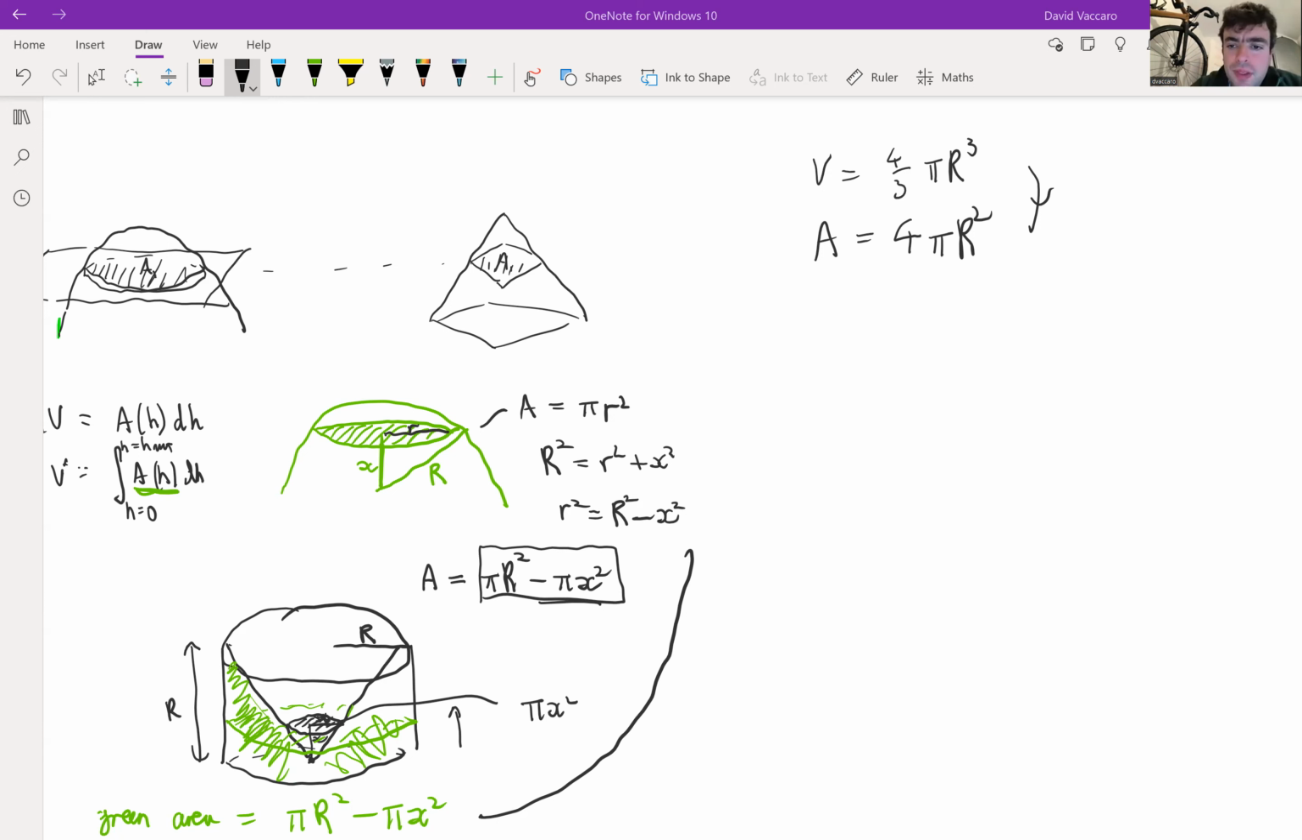Well, let's imagine we've got a sphere of radius r. And then let's make the sphere that little bit bigger. So let's make a sphere of radius r plus delta r. Well, what's the increase of volume? So the increase of volume is this little shell.